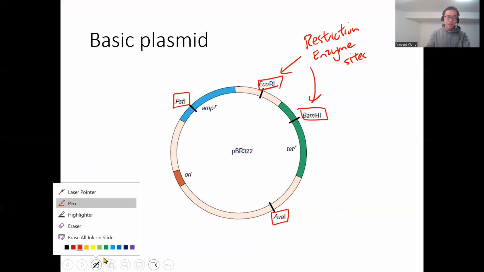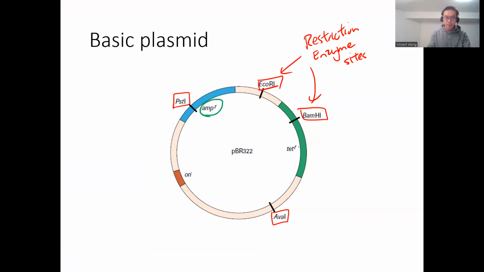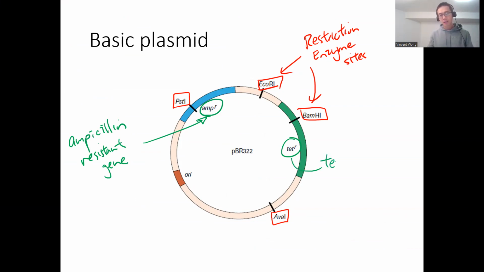So then we also have these other sites, these other markers. Okay, AmpR stands for ampicillin resistant gene. Ampicillin, of course, is a type of antibiotic. And over here we have tetracycline resistant gene. Okay. So let's keep it very simple right now, and I'll explain more next class.